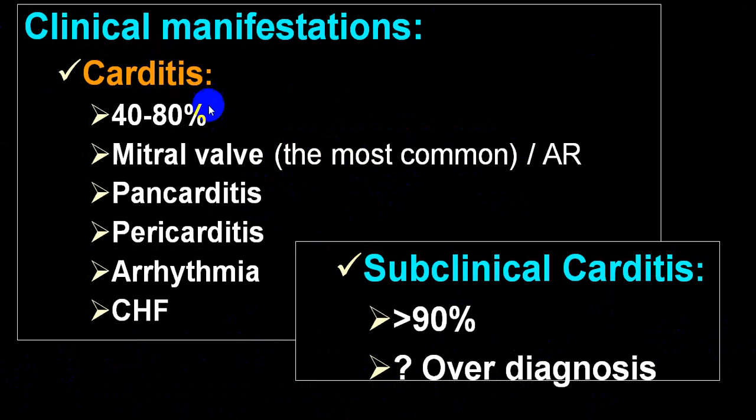So carditis is present in almost 40 to 80% of the people. Mitral valve is the most commonly involved, and the second valve is the aortic valve. You can have pancarditis, pericarditis, cardiac arrhythmias, and the person can present with congestive heart failure also. Subclinical carditis is quite common in almost 90% of the people, and a good number of times there is an overdiagnosis of this subclinical carditis.